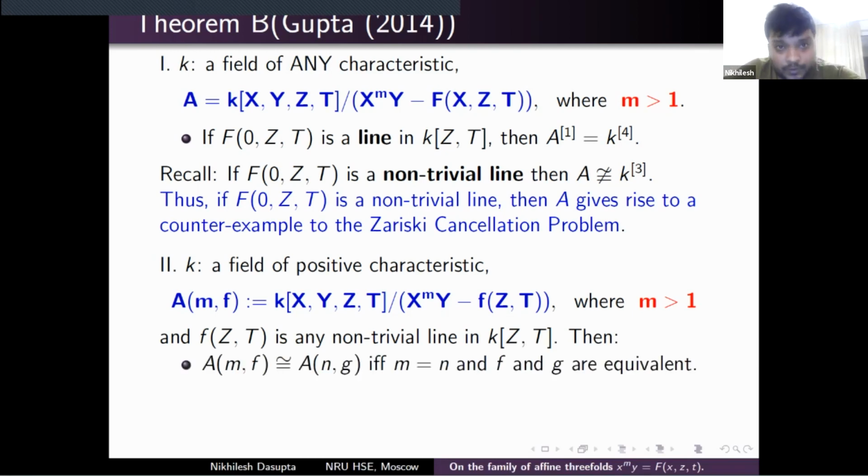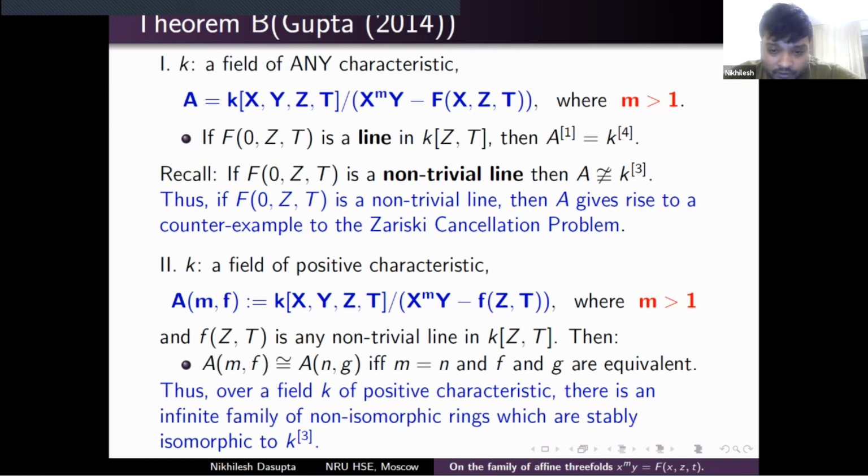This has also been proved by Neena Gupta: A_{m,f} and A_{n,g} will be isomorphic if and only if m and n are equal and f and g are equivalent. That means there is an automorphism of k[z,t] which takes f to g. Thus, over any field of positive characteristic, there is an infinite family of non-isomorphic rings which are stably isomorphic to K3.